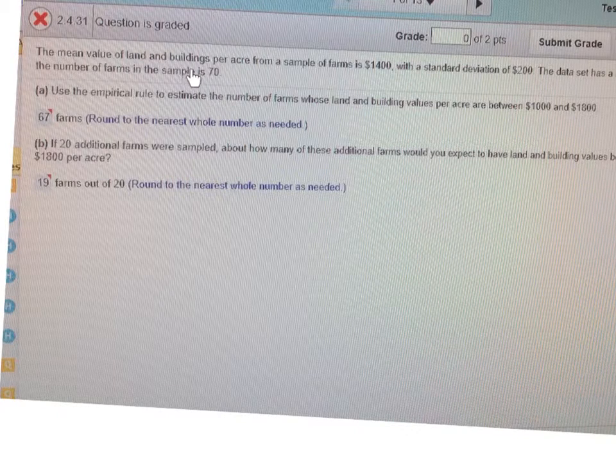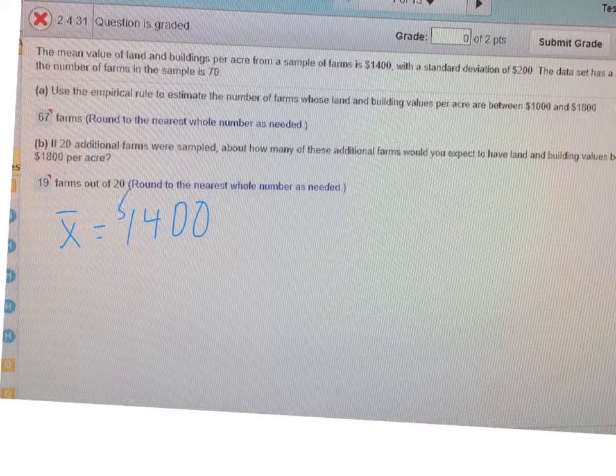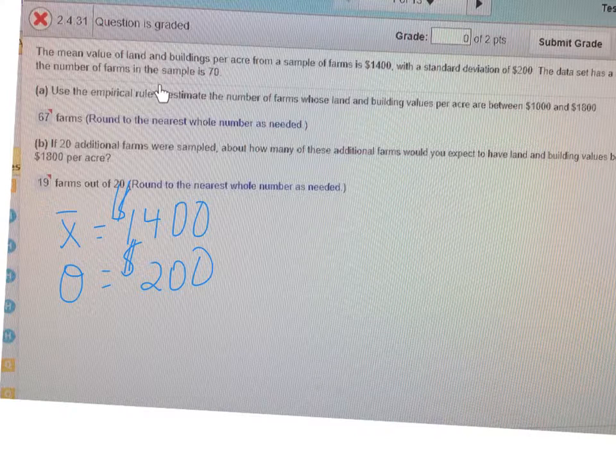The mean value of land and buildings per acre from a sample of farms is $1,400. So that's the mean. And the standard deviation is $200. The data set has the number of farms in a sample, 70. So N equals 70. That's 70 farms.